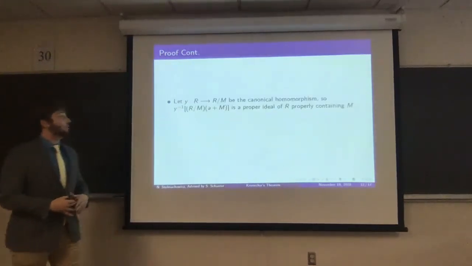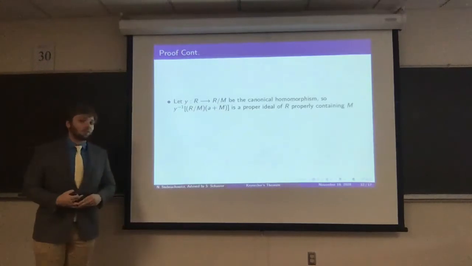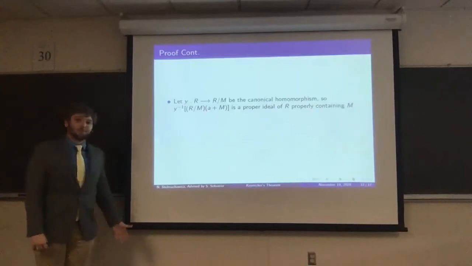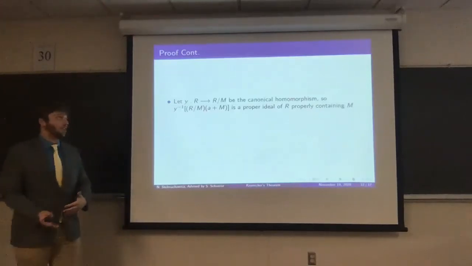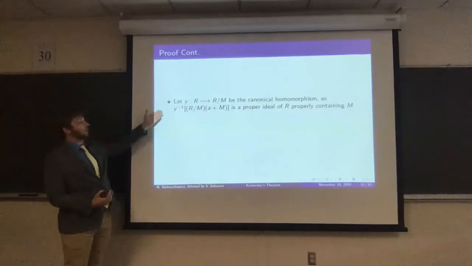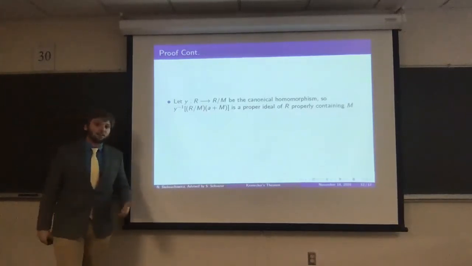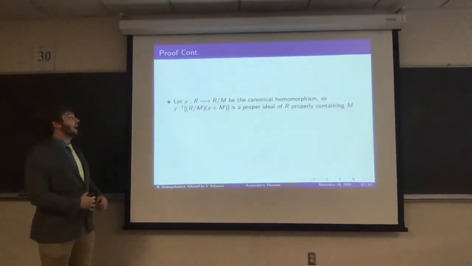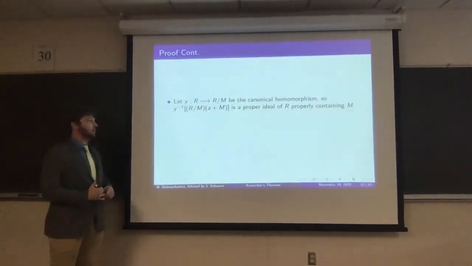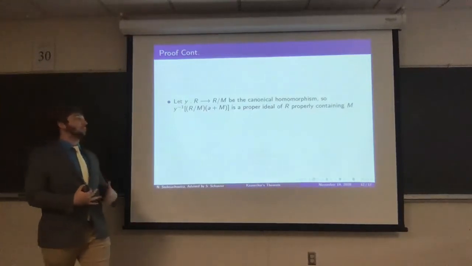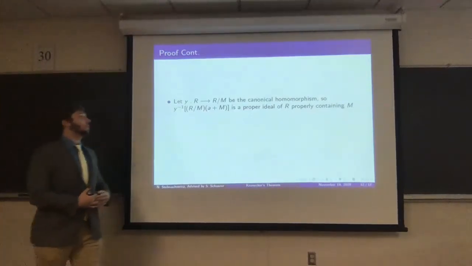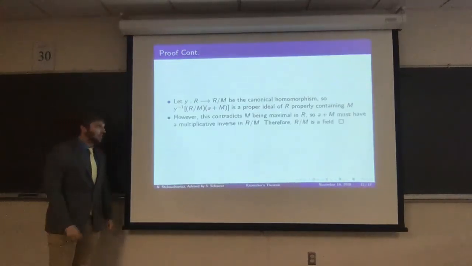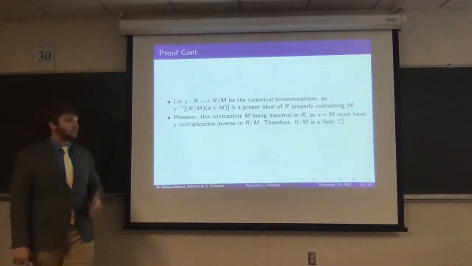So we're going to choose the canonical homomorphism, which is basically just mapping the elements of a ring or a set to its cosets. We're going to define Y to be that canonical homomorphism from R to R mod M. Now, if we take a look at the pre-image of R mod M times A plus M, we'll show that it's a proper ideal of R, but it also properly contains M. This is a contradiction since we know that M is maximal in R.